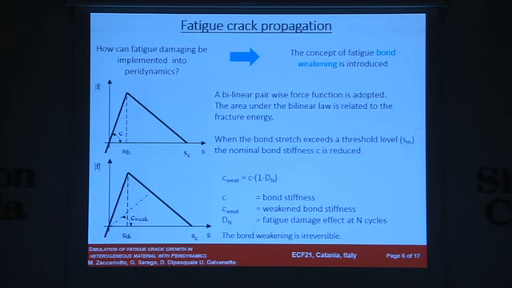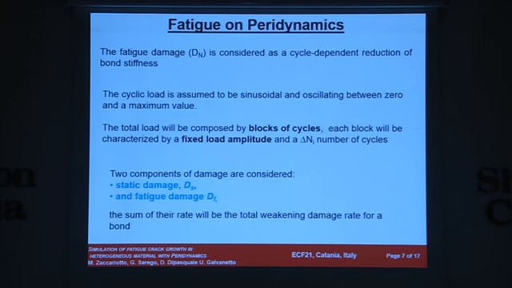But how can fatigue damage be implemented? We introduce the concept of fatigue bond quickly. We adopt a bilinear pairwise force function. Again, the area under the bilinear curve is related to the fracture energy. And we state that when the bond stretch exceeds a threshold level, the nominal bond stiffness is reduced using this formula, where N is the fatigue damage effect at n cycles. The bond weakening is irreversible. The fatigue damage at the end is considered as a cycle-dependent reduction of the bond stiffness.